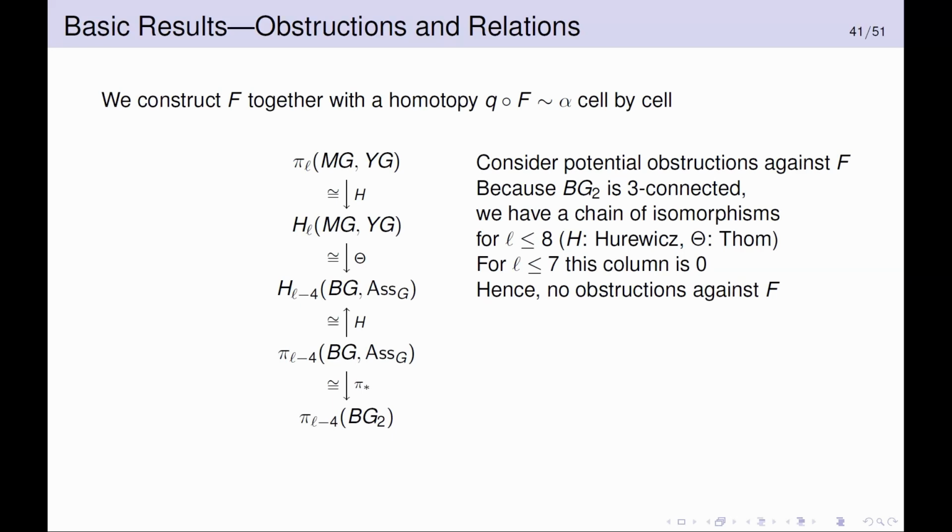Okay. Now, these are the obstructions against what? So I'm trying to find not only the map f, but also a homotopy between q after f and alpha. However, ultimately, I'm not interested in the homotopy. I just want it to exist. So I have to divide out basically the choice of homotopies. Right. For l equal 8, the cokernel is the integers, of course.